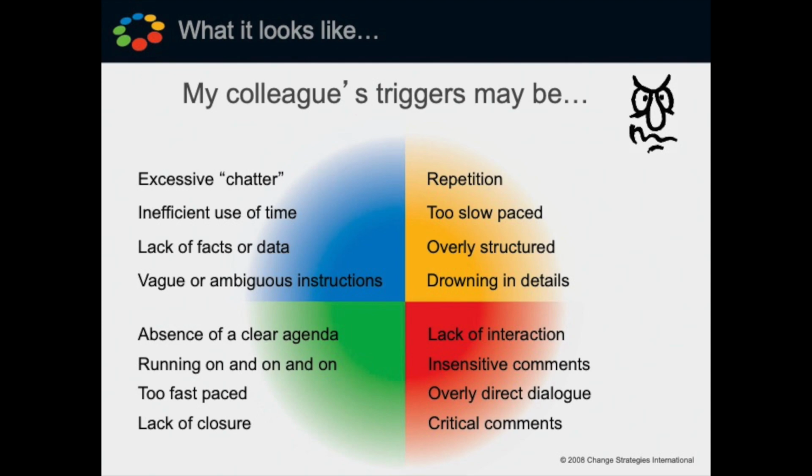So, what's going to trigger people and make them tune out? Well, if you want the yellows to tune out, be too repetitive, be too slowly paced, be overly structured, or drown in detail. If you want the blues to check out, have excessive chatter, inefficient use of time, lack of fact or data, and vague, ambiguous instruction. The greens will check out if you have an absence of a clear agenda, if you run on, if you're too fast-paced, or if you lack closure. And the reds, if you lack interaction, make insensitive comments, have overly direct dialogue, or make critical comments.